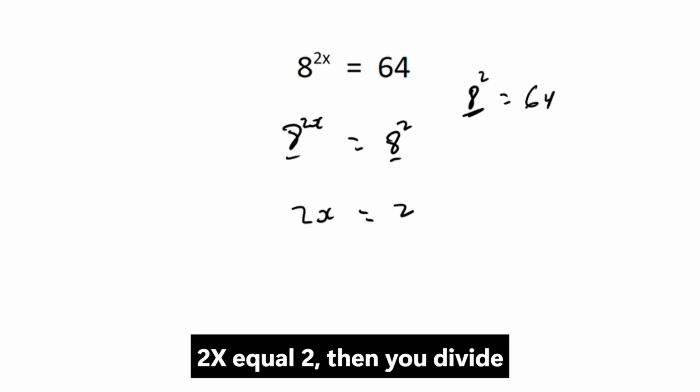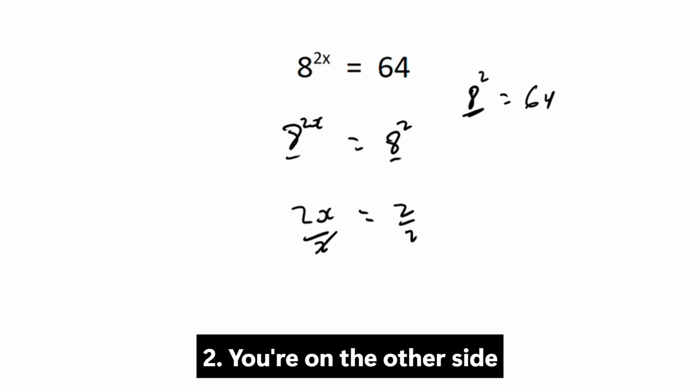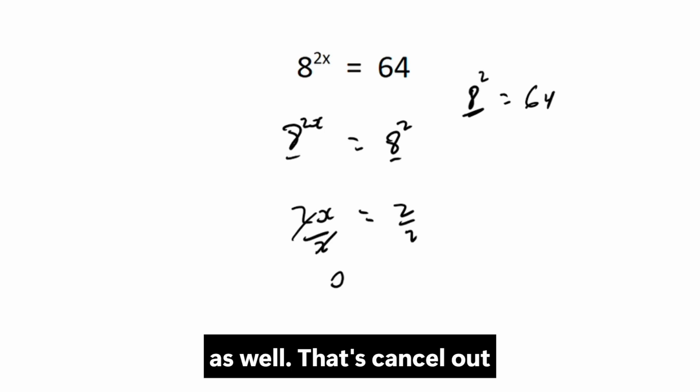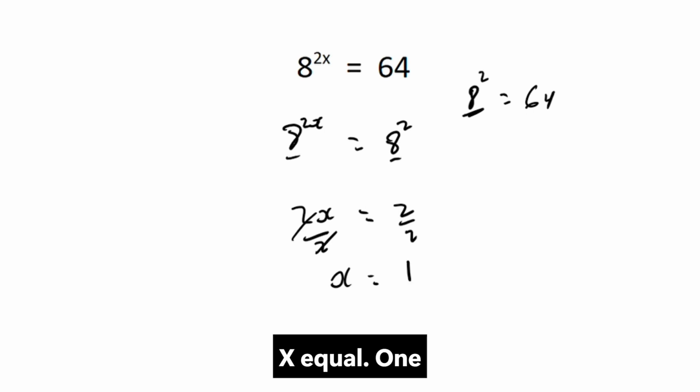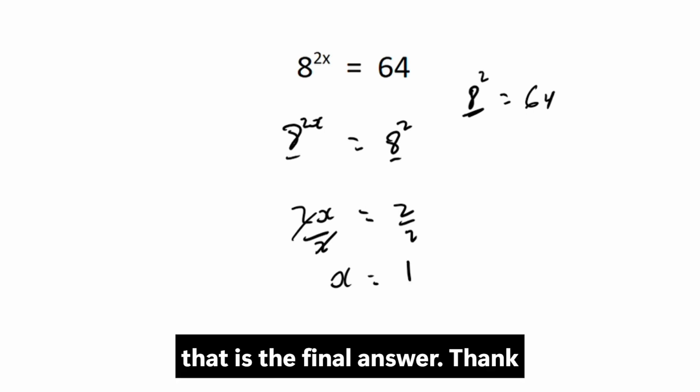2x equals 2. Then you divide by 2, you do it on the other side as well. Let's cancel out. x equals 1. That is the final answer.